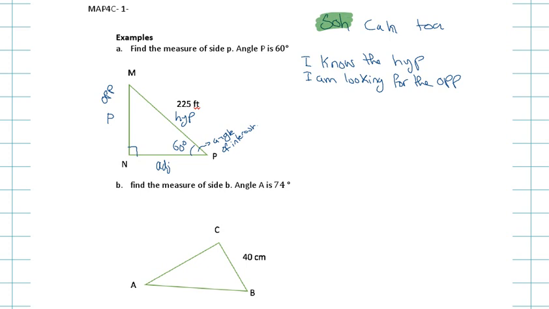Let's write the formula, because remember, after you do that, you have to write the formula. So sine of the angle equals the opposite over the hypotenuse. You see where that angle theta is? You're going to replace it with the given angle. So that's going to be sine 60 equals opposite over 225.